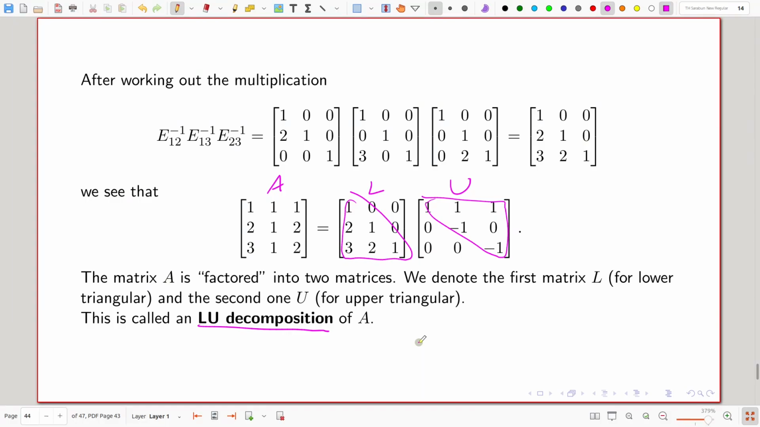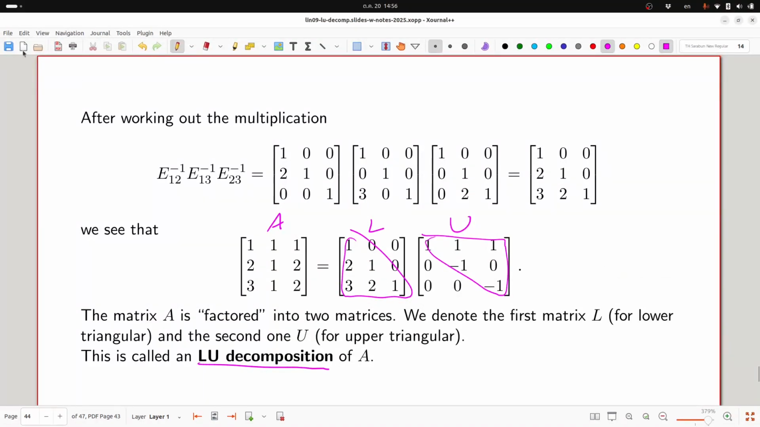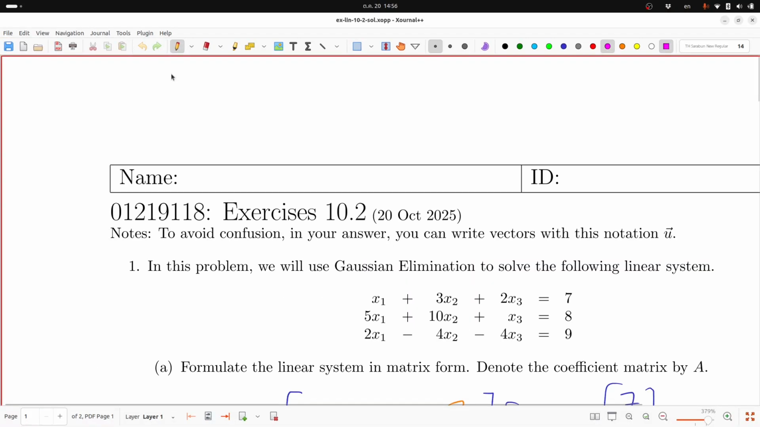Which is really helpful when you want to do some things. Okay? So this is how we express the Gaussian elimination as matrix multiplication, and it gives us some properties like this. Okay? So let's try to work on that in the exercise before we head back to the building.